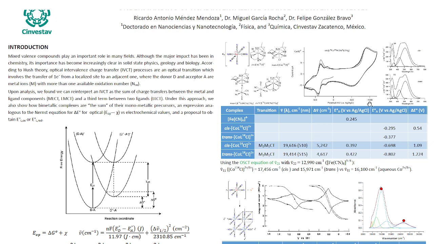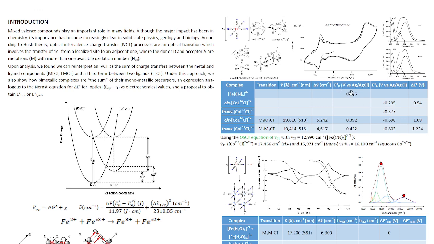And in this case, we see based on the potentials that the difference of electrochemical potentials between the donor, which is the hexacyanoferrate species, at around 0.24 volts, and the acceptor, in this case the cobalt complex, at minus 0.29 volts, is approximately 0.54 volts.